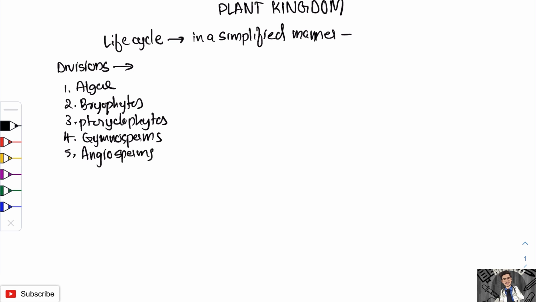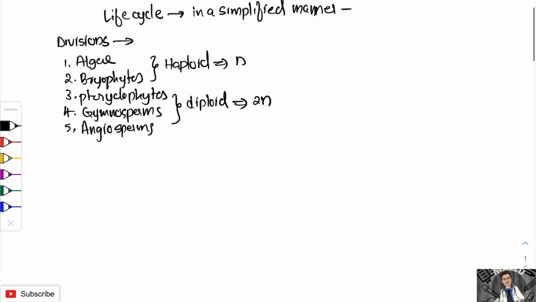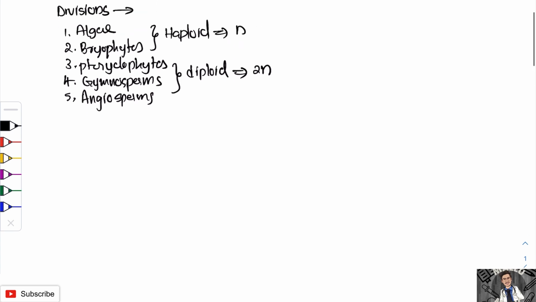Now, the algae and bryophytes are predominantly haploid in nature, whereas the other three are diploid. And what do we understand by haploid and diploid? They refer to the number of chromosomes in a set. Haploid refers to having n and diploid refers to having 2n. Fine. And now let's get into the life cycles.